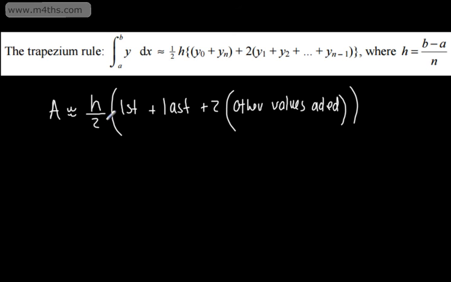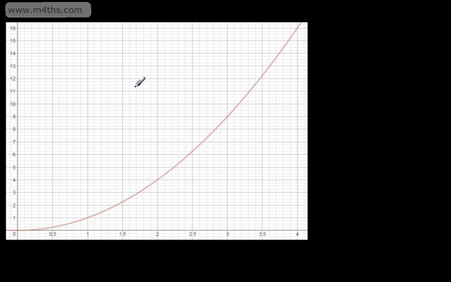Let's just look at this idea of h. h is simply the height of the trapeziums that we're going to draw. What I've got is a picture of a curve y is equal to x squared.